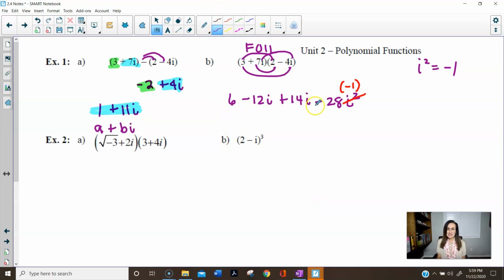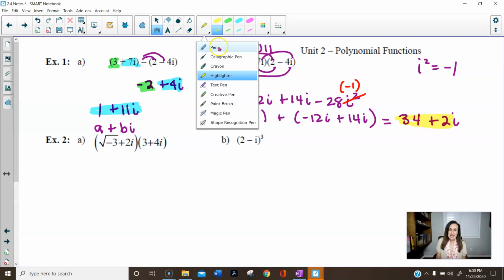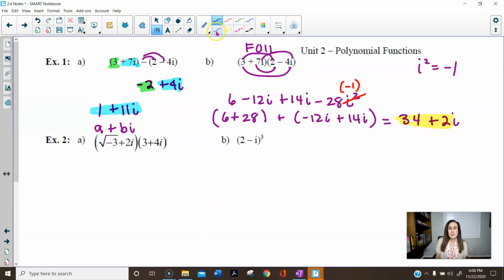So this is 6, and a negative times a negative is a positive. So I'm going to be doing 6 plus 28. That's the real part, plus -12i plus 14i for the imaginary part. So my final answer is 34 plus 2i, and that is a complex number. I will highlight the correct answer.